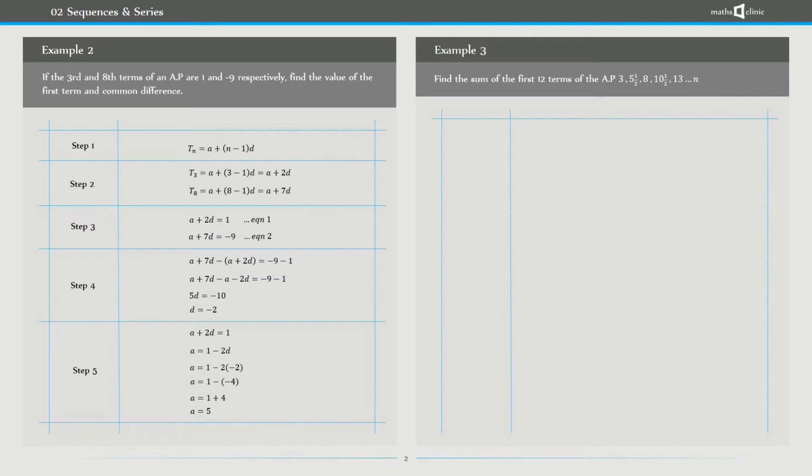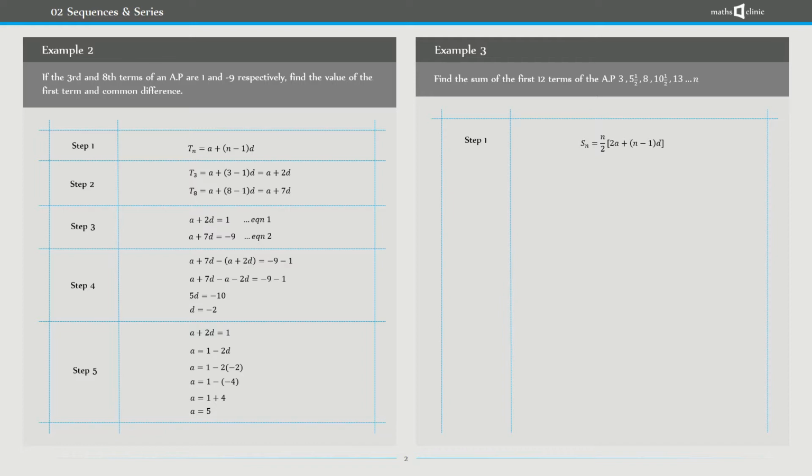We've been asked to find the sum of the first 12 terms, that is S12, and we need to identify the relevant formula here, which is Sn, the sum of an AP. Sn equals n over 2 times 2a plus n minus 1 times d. You have to remember all these formulas. There are just 4 formulas you need to remember here: the formula for the term of an AP, the formula for the sum of an AP, the formula for finding the value of a term of a GP, and the formula for finding the sum of a GP.